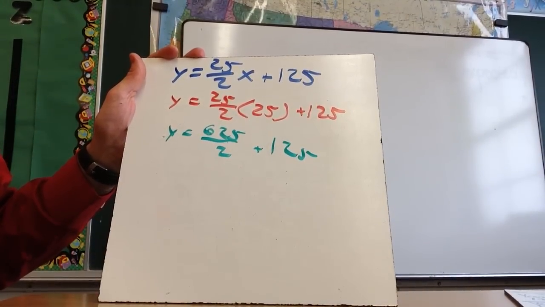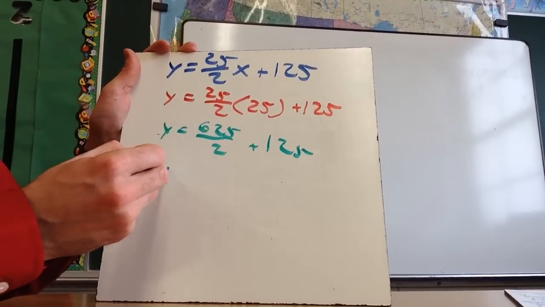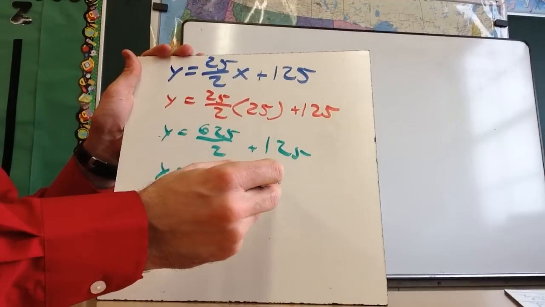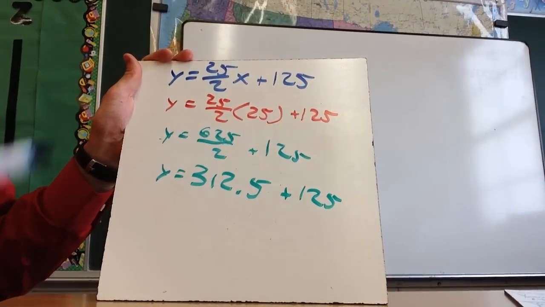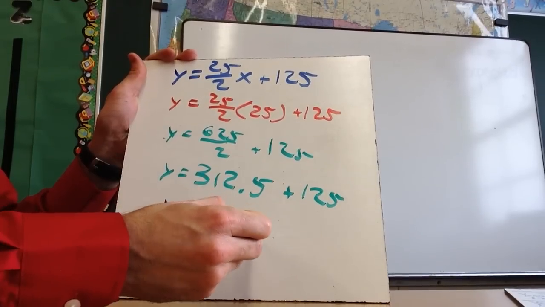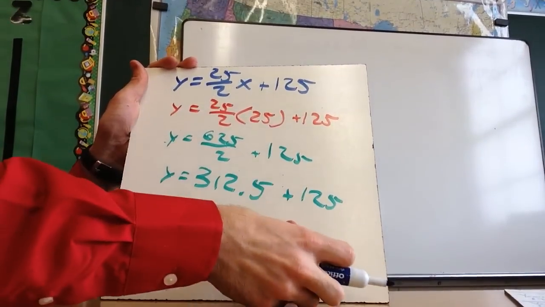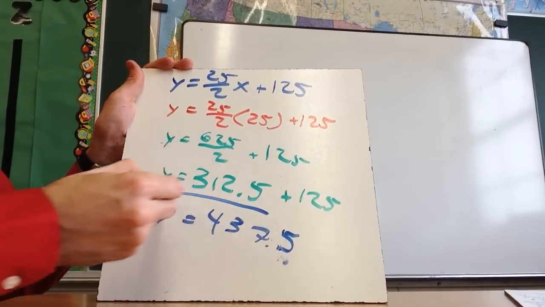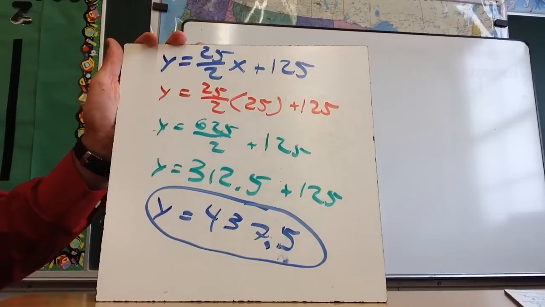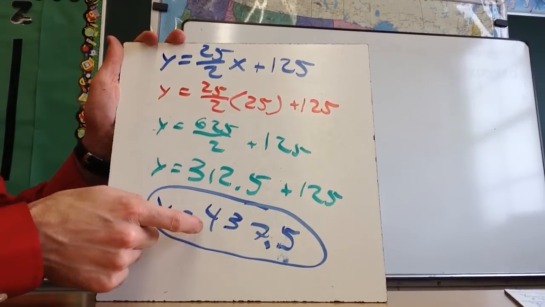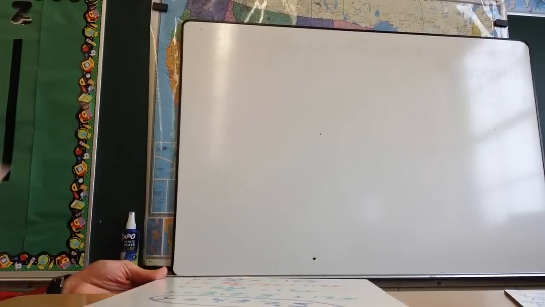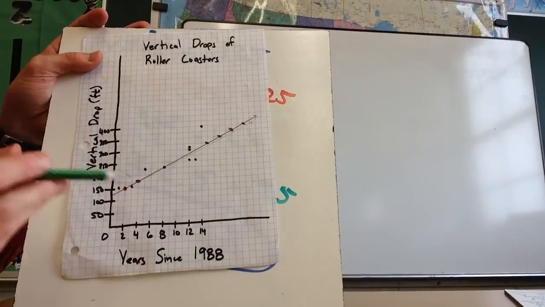So the easiest thing at this point is probably to take this and make this into a decimal, since we are talking about feet, which is typically spoken of in decimals and not in fractions. I got 312.5 plus 125. And so finally my answer is going to be 437.5. Now, keep in mind that my final answer, y equals 437.5, that is feet. So we're saying that in 25 years after 1988, in the year 2013, the roller coaster is going to have a vertical drop of 437.5 feet.